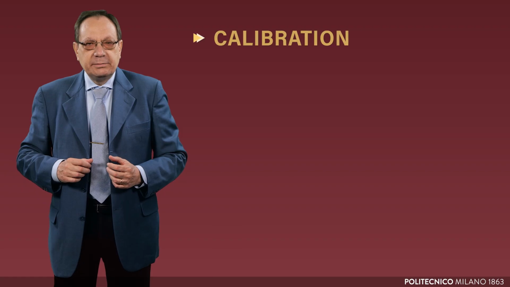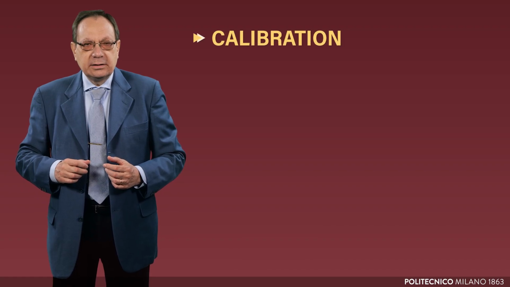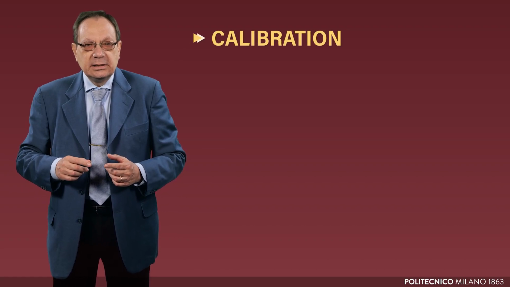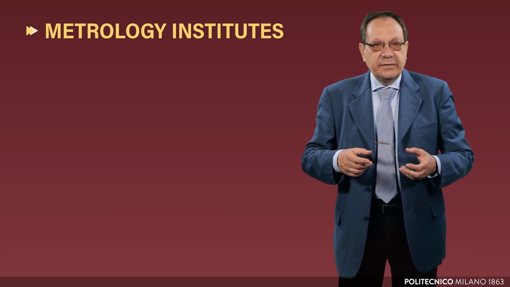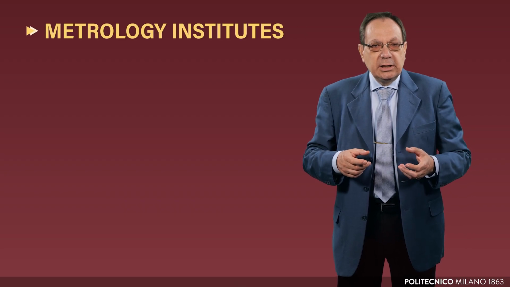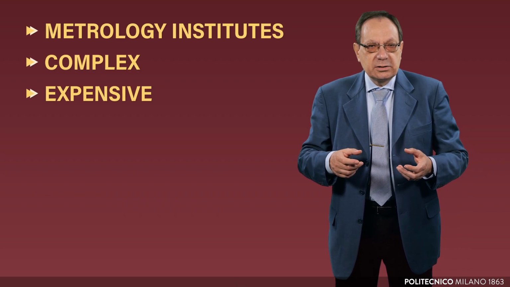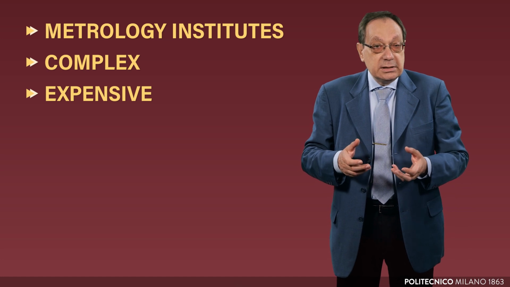In previous lessons, we have analyzed the steps of a calibration, and we have seen that in the first step it is necessary to have a measurement standard available. In principle, measurement standards are kept at the primary metrological institutes of each country and are extremely complex and expensive pieces of equipment, as one can easily imagine.